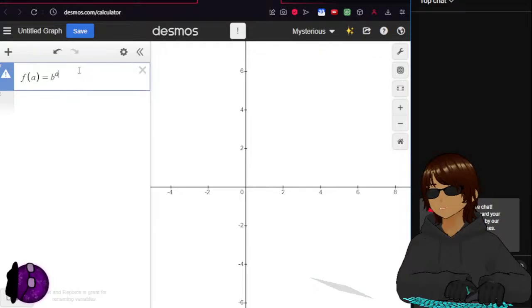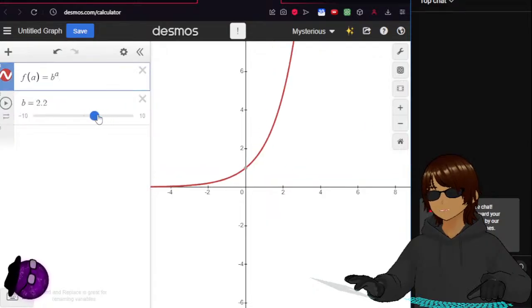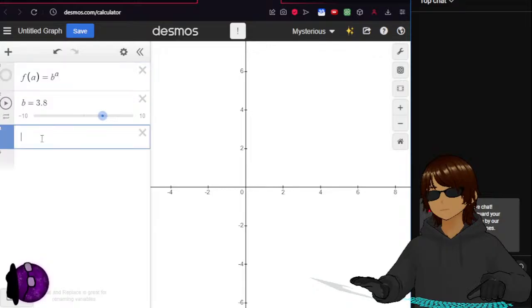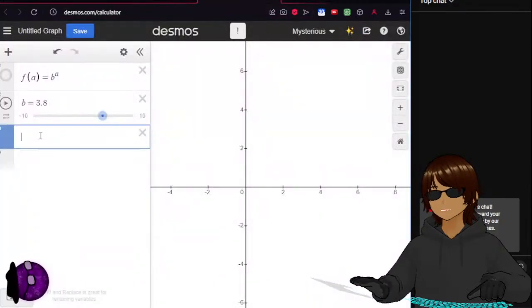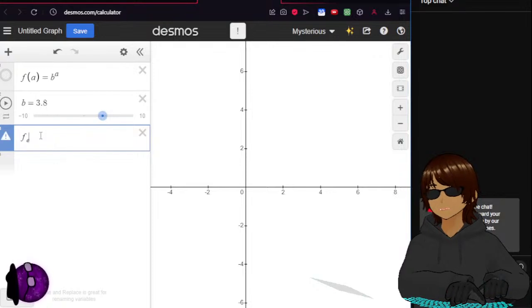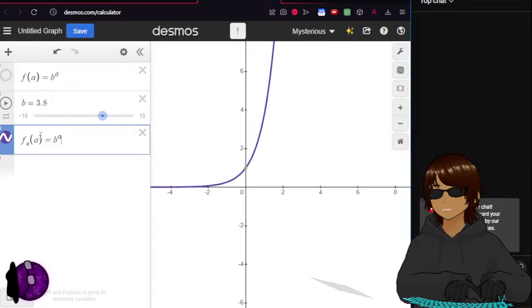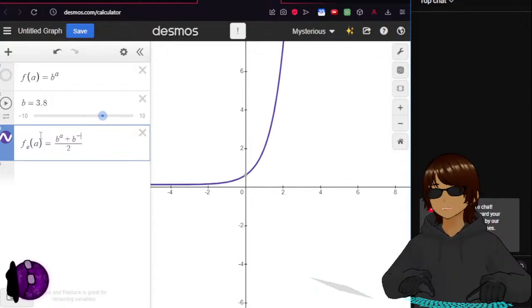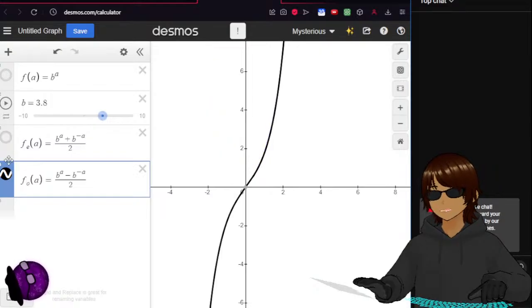F of a is some constant b to the power of a, right? But I don't want to plot this. I get the point. And then we have, let's say, the even part is equal to b to the power of a plus b to the power of minus a, right? And then we got the odd part. I don't want to plot these two.